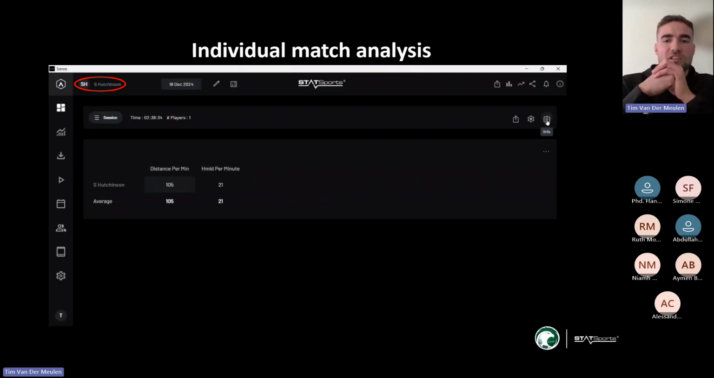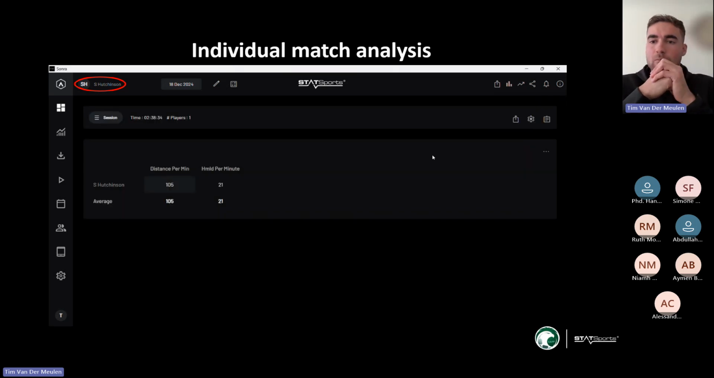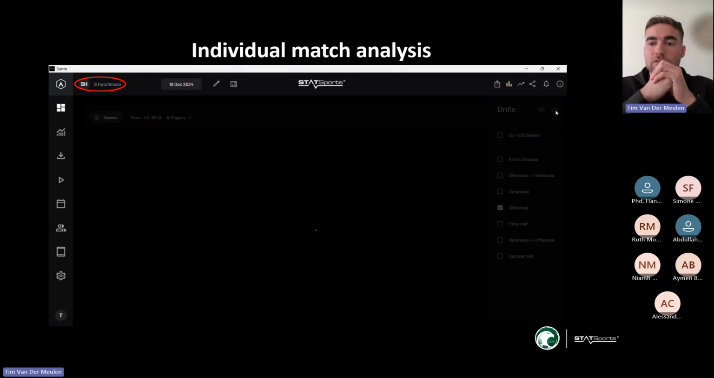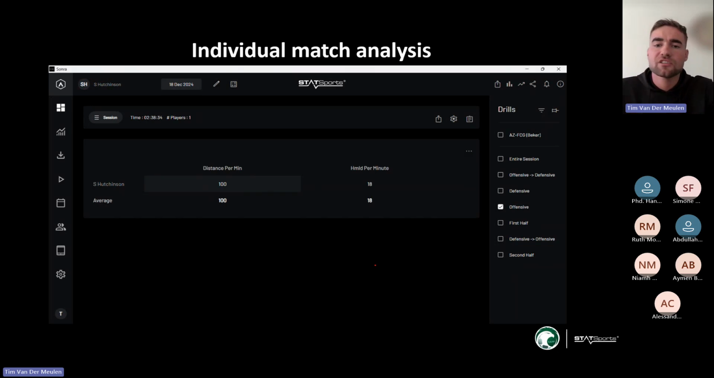As you can see in this session dashboard, I've looked at the distance per minute and the high metabolic load distance per minute, but also specifically focusing on the context of a game. So in this case, I've created drills for the transition phases from offensively to defensively, and from defensively to offensively, but also for offensive and defensive. And as you can see, the intensity for the offensive part, the offensive style of play, for this individual was 100 meters per minute for distance per minute and 18 high metabolic load distance per minute.